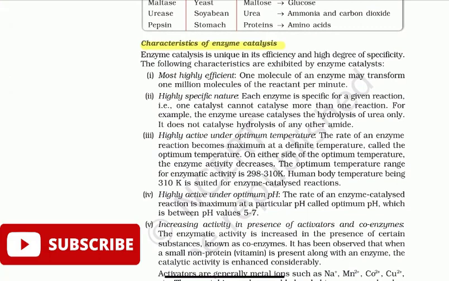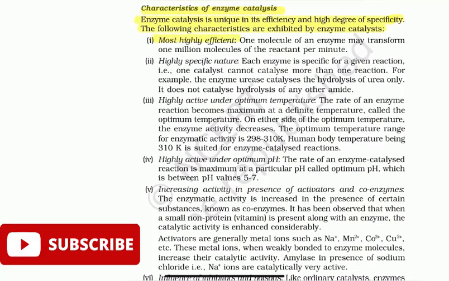Characteristics of enzyme catalysis. Enzyme catalysis is unique in its efficiency and high degree of specificity. The following characteristics are exhibited by enzyme catalysts. Most highly efficient: one molecule of an enzyme may transform 1 million molecules of the reactant per minute. Highly specific nature: each enzyme is specific for a given reaction, i.e., one catalyst cannot catalyze more than one reaction. For example, the enzyme urease catalyzes the hydrolysis of urea only. It does not catalyze hydrolysis of any other amide.